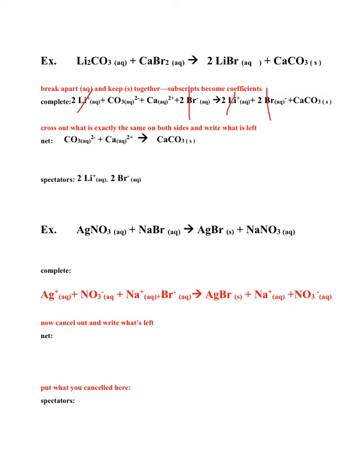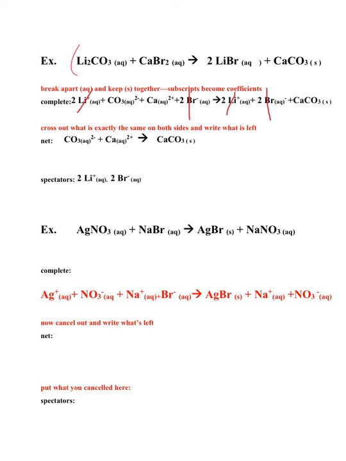All right, so let's look at our example here. We have lithium carbonate and calcium bromide, both AQ, because alkali metal and the halogen. On the right side, we have lithium bromide. That's AQ because that's an alkali metal. And then some carbonates are insoluble. Calcium carbonate is chalk, so that's one of them. So I break it apart.